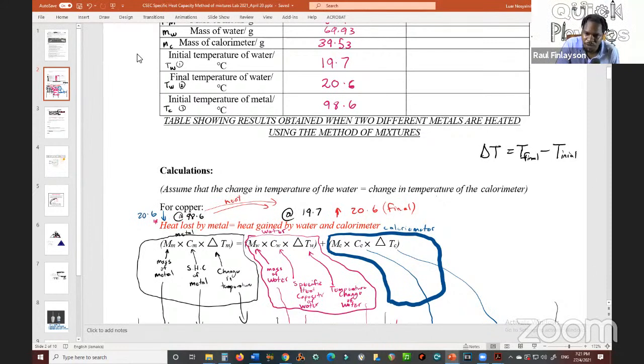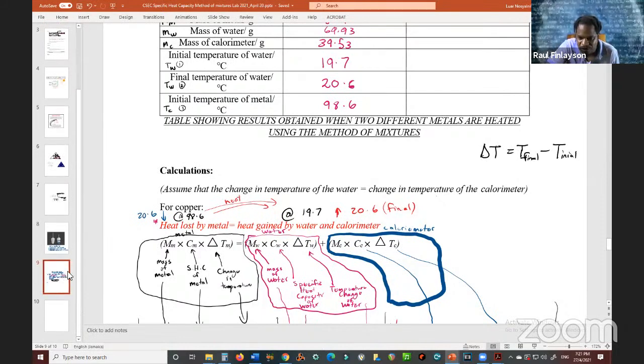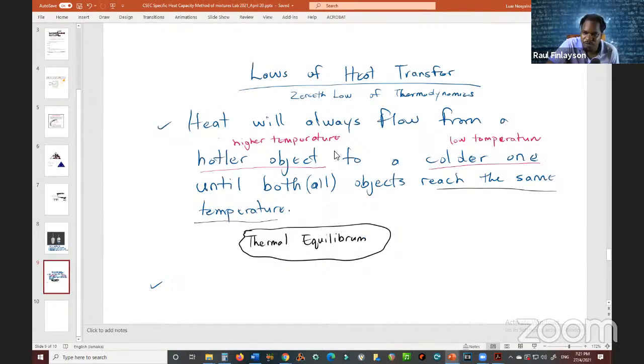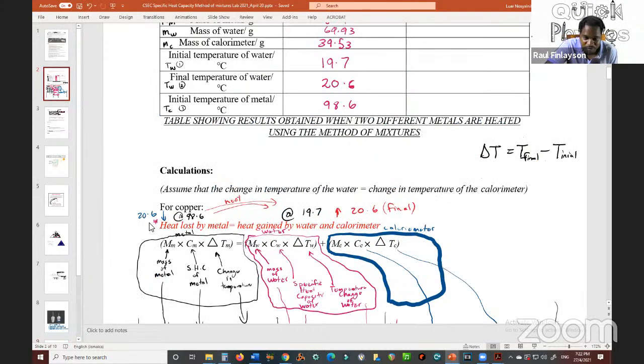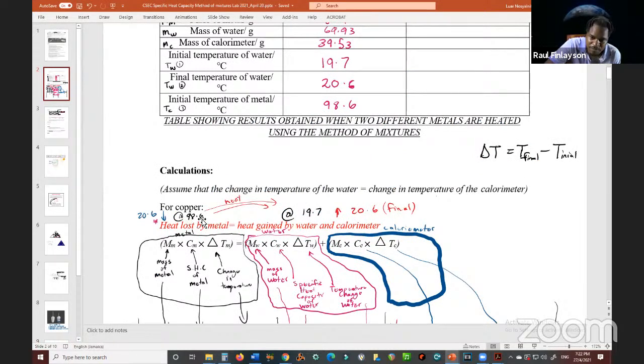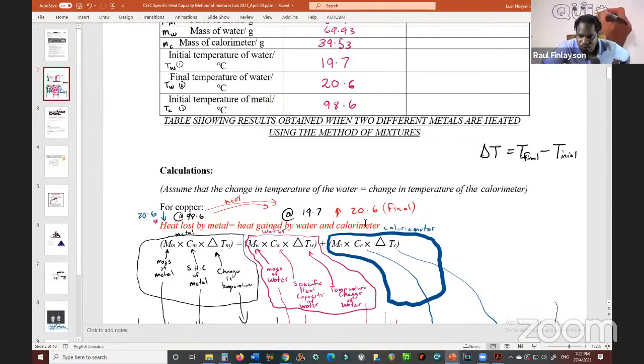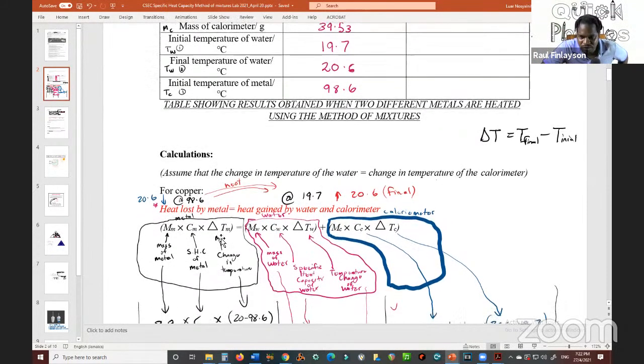While the copper itself, remember that the heat will flow. If we go back to that definition, the heat will flow from objects of higher temperature to one of a lower temperature until both objects reach the same temperature. So that's what happened in this experiment, at 20.6. The copper would have lost so much heat, moving from 98.6 all the way down to 20.6, and the water and the calorimeter together just increased slightly to 20.6. So that's the story there, guys.